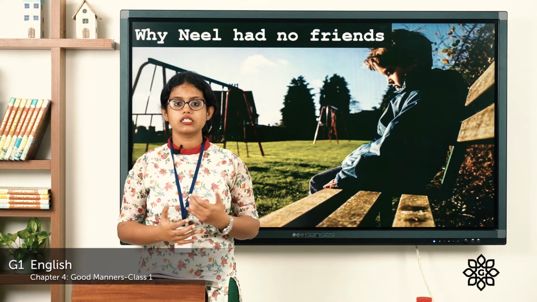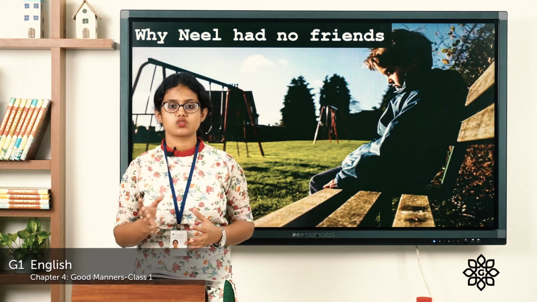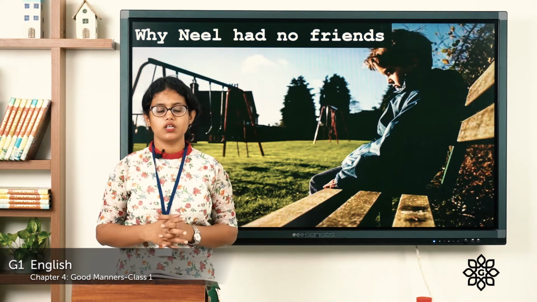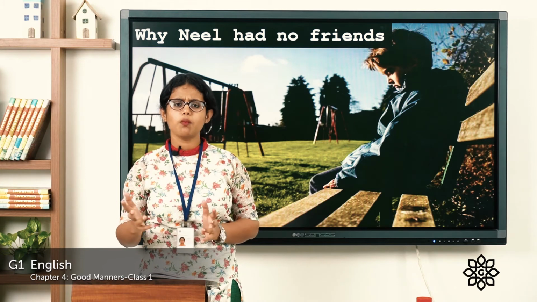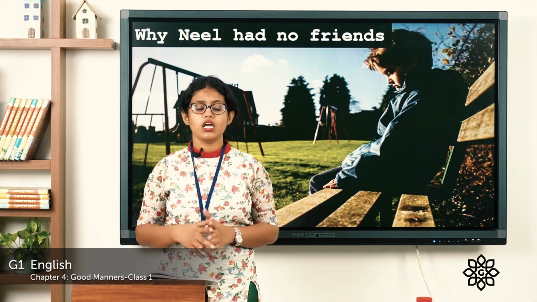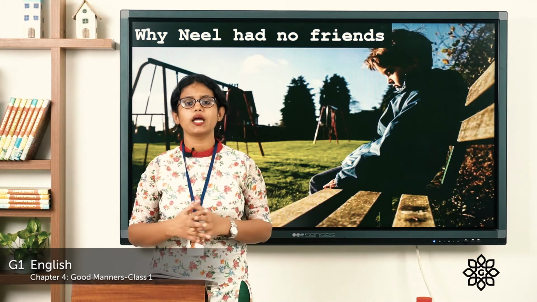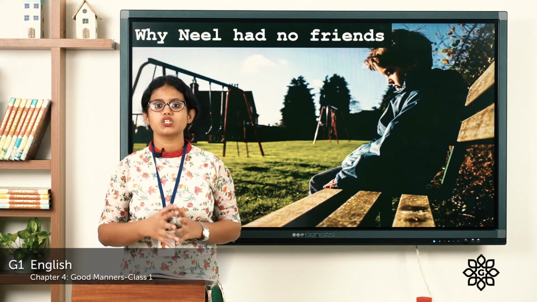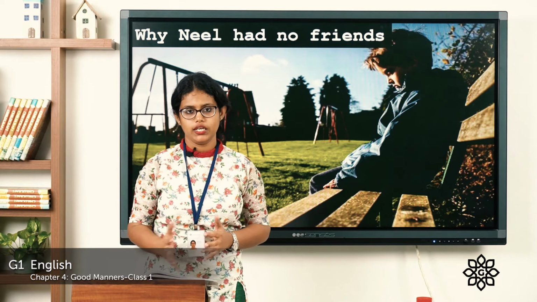One kid said, he spoils our game. You know what this spoil is? Destroys or makes something bad. Another boy said, he pushes us. And another one said, he pulls my hair. So three of them started complaining about Neel. Then the teacher understood the reason why no one is playing with Neel.